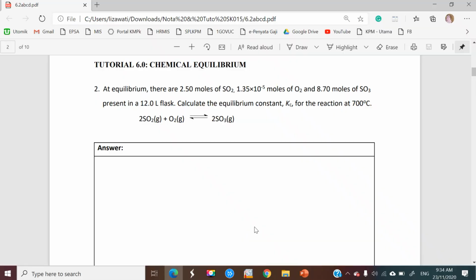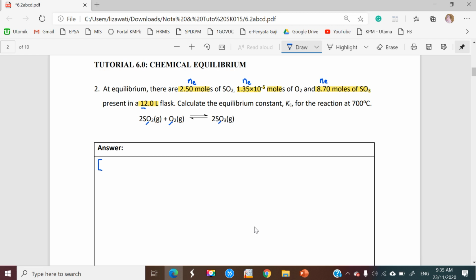Okay, so we take a look at question number 2. At equilibrium, there are 2.5 moles of SO2, 1.35 times 10 to the power of negative 5 moles of O2, and 8.7 moles of SO3 present in a 2-liter flask. Calculate the equilibrium constant Kc for the reaction at 700 degrees Celsius. Now in the question here, it's not giving you the concentration at equilibrium. Only giving you the moles at equilibrium, so this refers to the moles at equilibrium and also the volume. So your first step, you have to calculate the concentration for each of the reactants and the products at equilibrium.